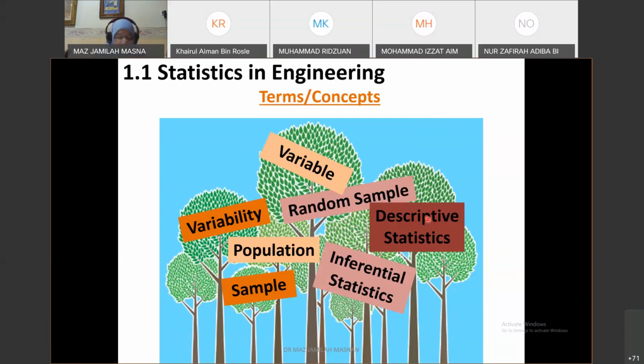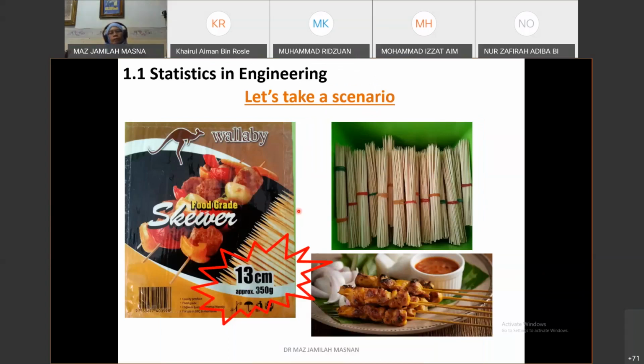Whenever people talk about one of these concepts or terms, you should have in mind what they are talking about. Let us look at them one by one. Now, in order for me to explain all the concepts, I need to bring you a scenario, which hopefully will be easy for you to understand. What is the scenario that would be helpful for you to understand the whole concept and terms that you should know?